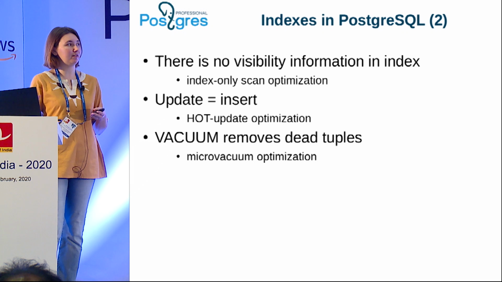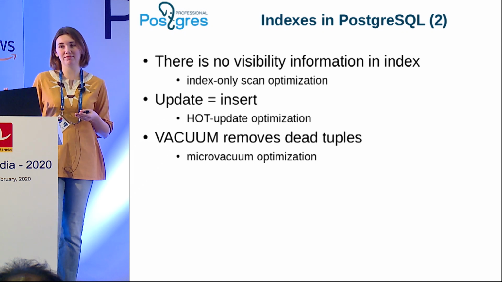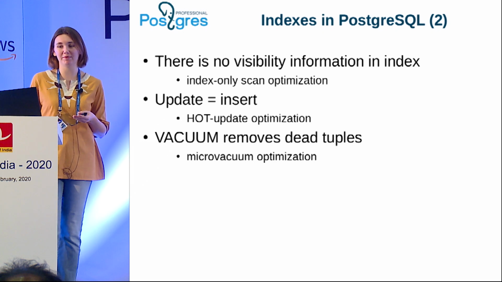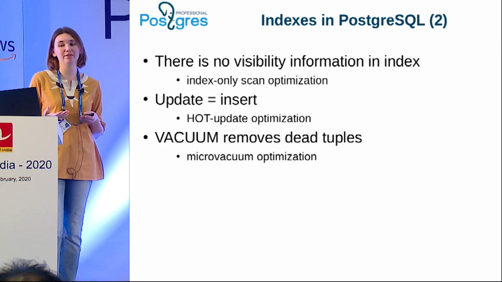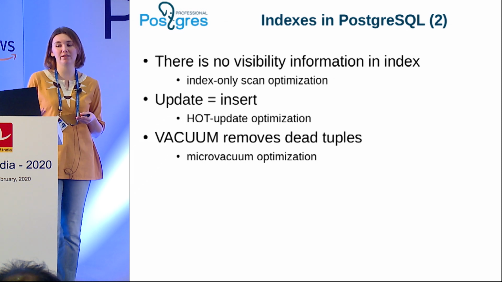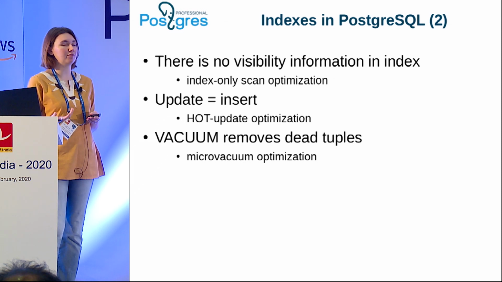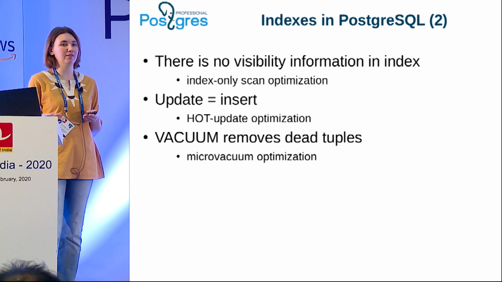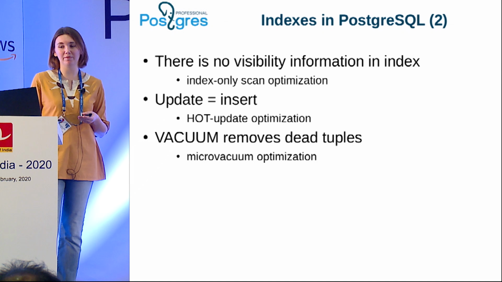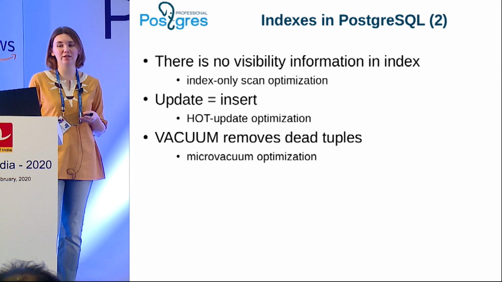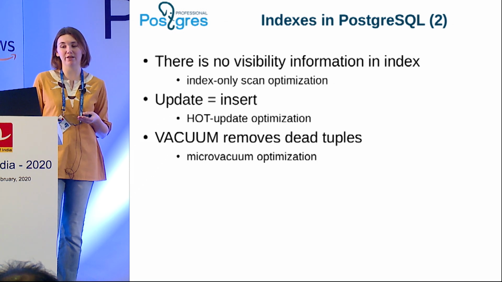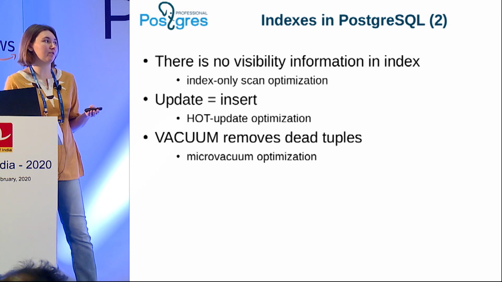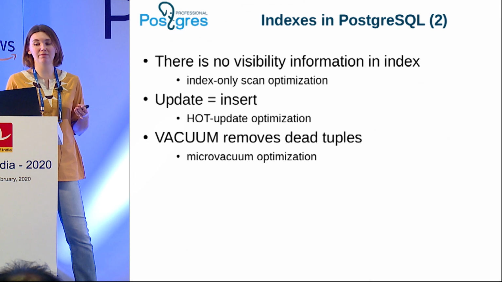Here is some more information. Basically, we have some rules about indexes, and as you can see, every rule has an exception, has its own optimization. By default, there is no visibility information in indexes. So to perform a regular index scan, Postgres needs to access the index first and then recheck the visibility in the heap table tuple. One optimization that allows avoiding heap access is called index-only scan, and it uses a special structure, the visibility map, to check that all information can be retrieved from the index directly without accessing the heap. This allows saving some disk access and speeds up the query.